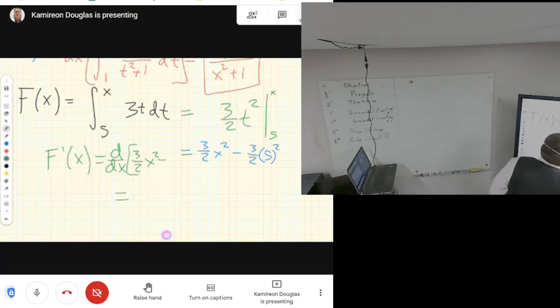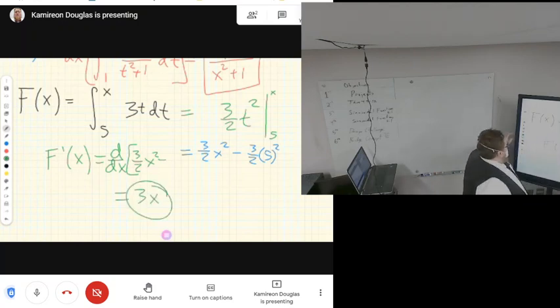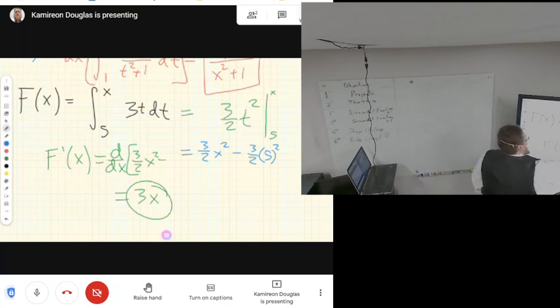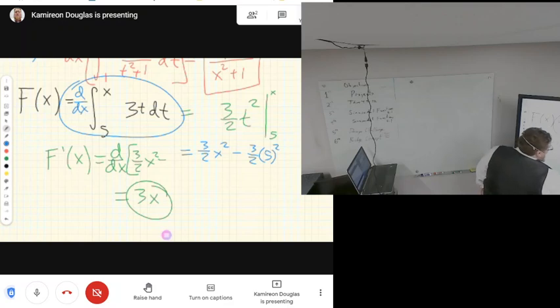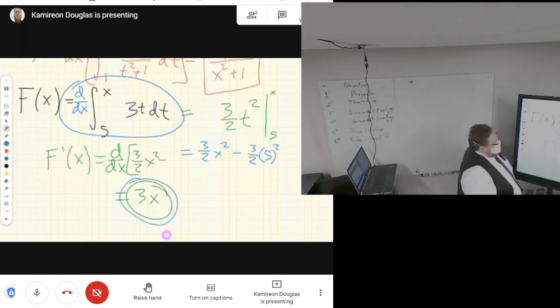The 3 will be multiplied by the 2, becoming 6 divided by 2 is 3x. Meaning, from the beginning, the derivative with respect to x of this function just replaces a variable. Reinforcing the idea of the fundamental theorem of calculus, the idea that integrals and derivatives are inherently connected to each other, whether they are definite integrals or indefinite integrals.